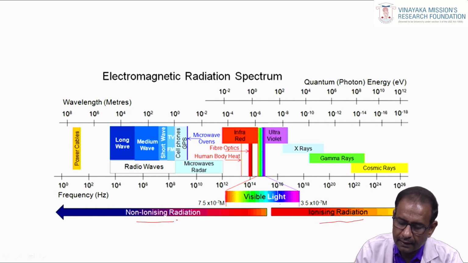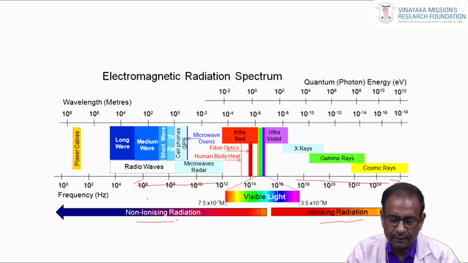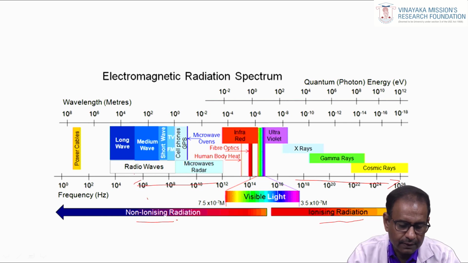See, in this area the frequency is gradually increasing. Here, the frequency is gradually reduced. Okay, the frequency is less now. This is not harmful. This is non-ionizing radiation. In this category, infrared, microwaves, and radio waves come under non-ionizing radiation.